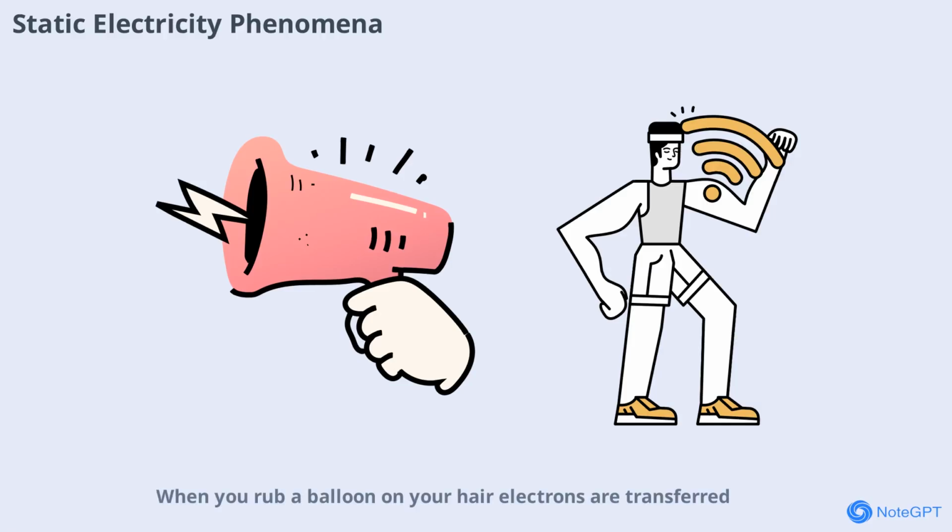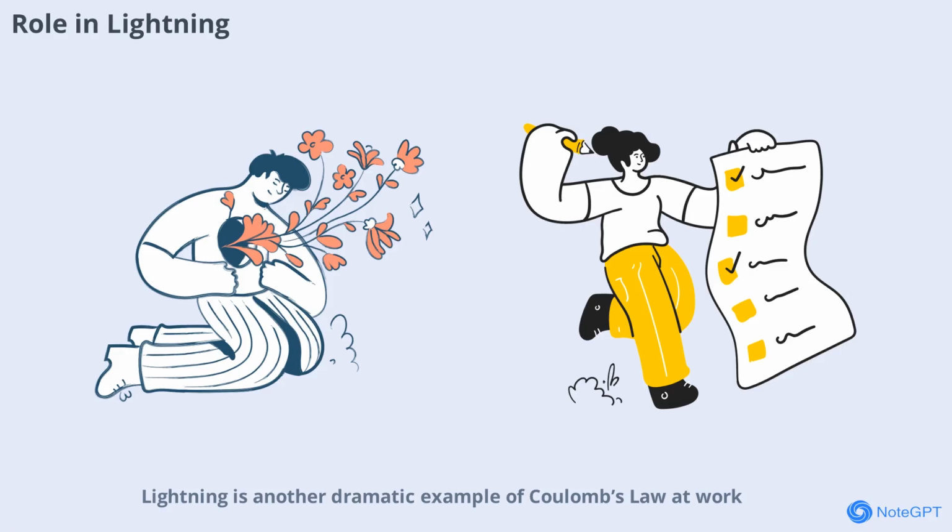When you rub a balloon on your hair, electrons are transferred, creating a charge imbalance. The resulting attraction or repulsion between objects is governed by Coulomb's law. This simple phenomenon demonstrates the power of electric forces and provides a tangible way to observe the law in everyday situations. Lightning is another dramatic example of Coulomb's law at work.